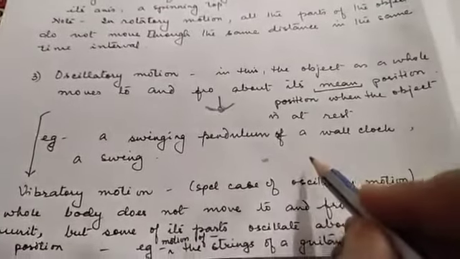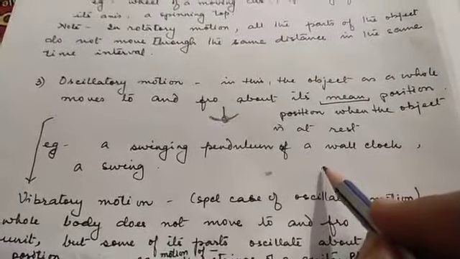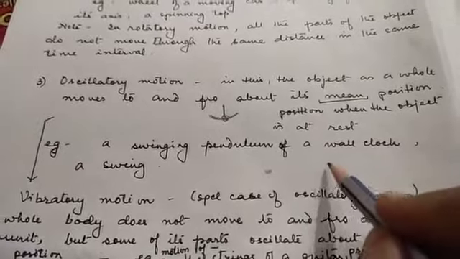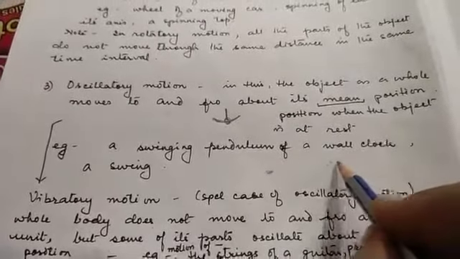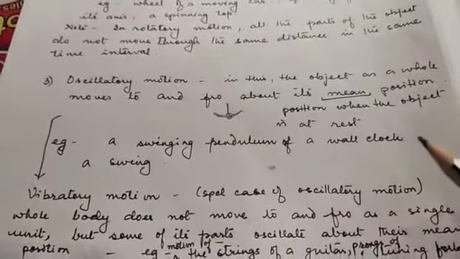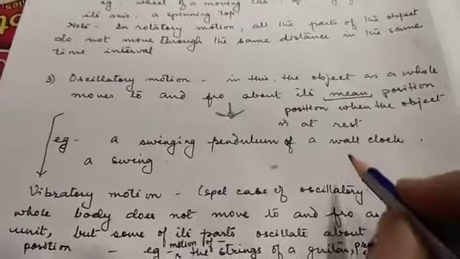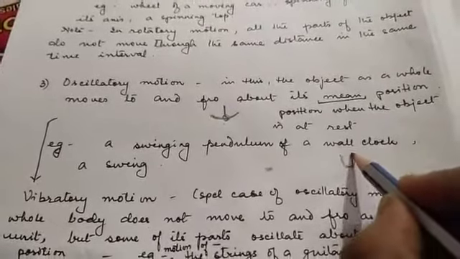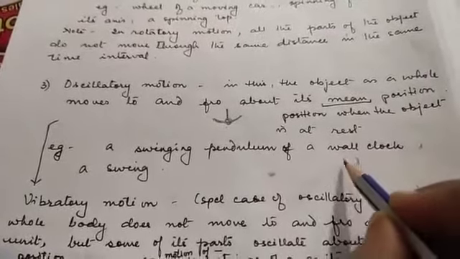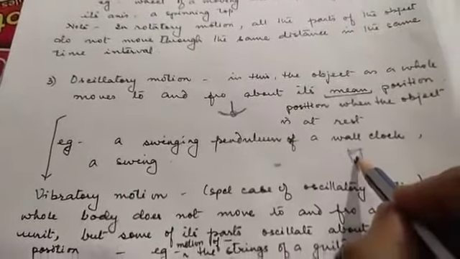For example, guitar. You have strings in the guitar, isn't it? When you pull the string, it vibrates in its own position. It is there in its position, but it is moving. A slight movement is there, but the whole string does not move. The whole body does not move. Only the strings of the guitar move. Then the motion of the prongs of a tuning fork. A tuning fork is like this. When a tuning fork is hit, it vibrates about its position. Understood?